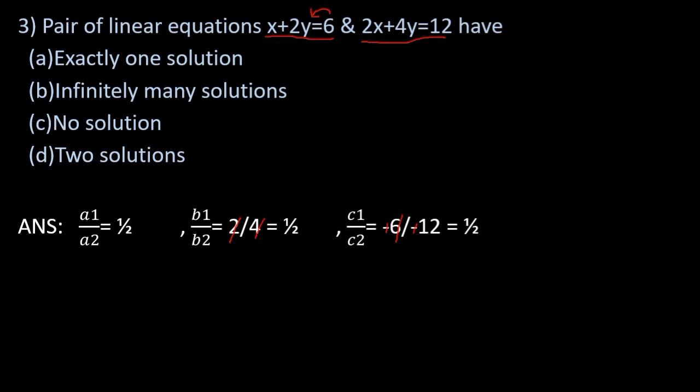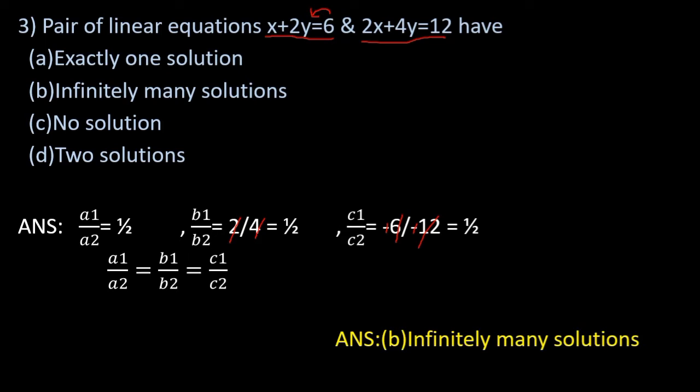Therefore the answer will get 1 by 2. That means A1 is equal to B1 is equal to C1 by C2. That means all the terms are equal to each other. Then the answer will be option B, infinitely many solutions. If all the terms are equal to each other, it will be a coincident line and it has infinitely many solutions.